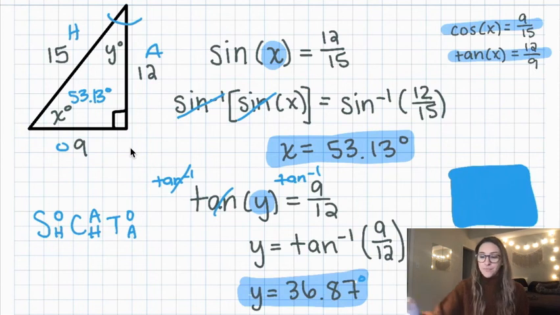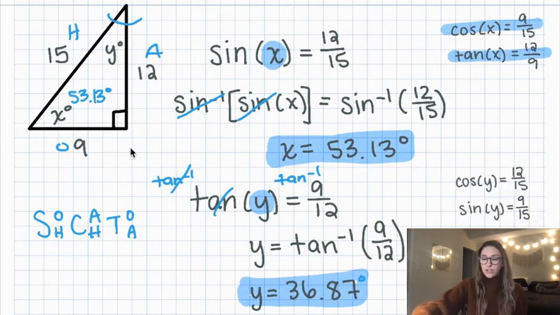which, hopefully, if you check it with your other angle, all three of those angles should add up to 180. If you chose to use either of the other two trig ratios, you could have used cosine of y, which would have been 12 over 15, or sine of y, which would have been 9 over 15.